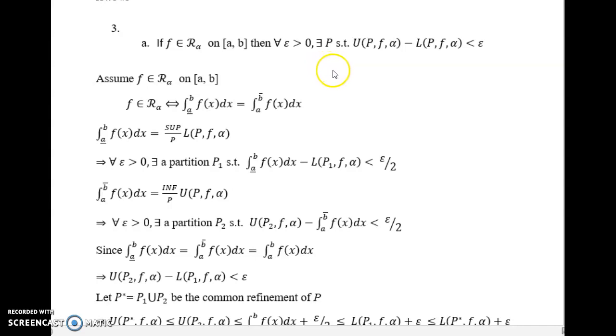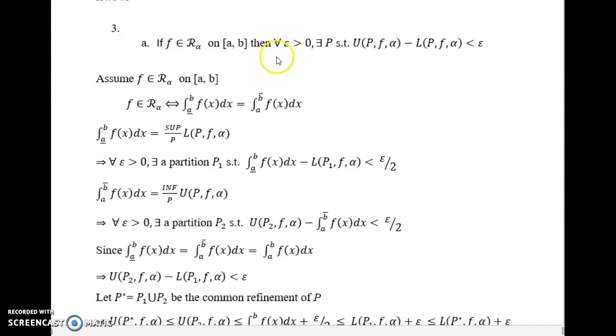Alright, here goes nothing. It's been a while, so I hope I remember how to say all these new notations. For 3a, we want to show that if f is integrable on R over [a,b], then for all epsilon greater than 0, there exists a P such that the upper sum minus the lower sum would be less than epsilon.